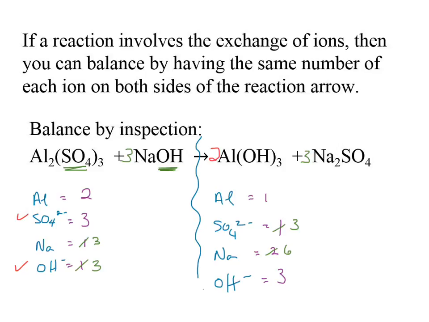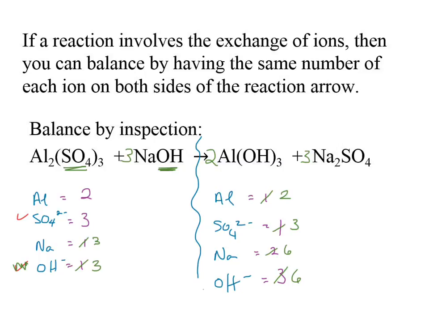Put a 2 there, and now I need to update. So that gives me my 2 aluminums. Now that messed up my hydroxides. So instead of 3 hydroxides, how many hydroxides do I have? 6, yep, I have 6, so I have to update this to a 6. Like, dude, I had that fixed. So it's not fixed anymore.